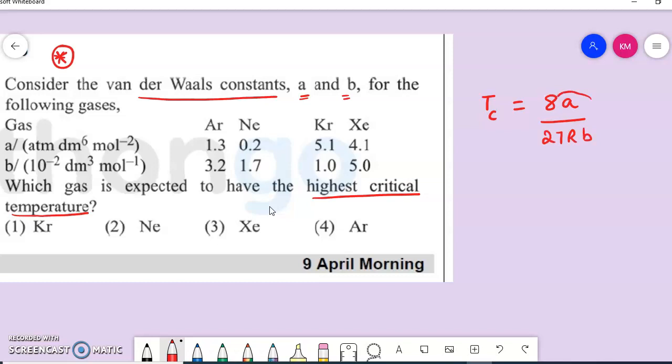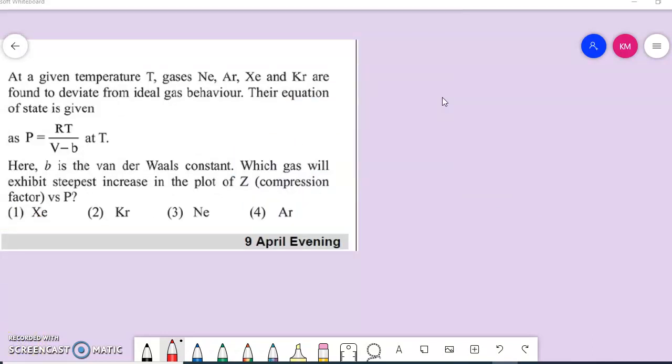Now if you see, these are the van der Waals constants A and B, and for whichever gas the A by B value is higher, obviously the critical temperature will also be higher. So here A value is more for krypton, and B value is very less, so obviously A by B value will be more for krypton. So krypton will have the highest critical temperature. So option 1 is the correct answer for this.